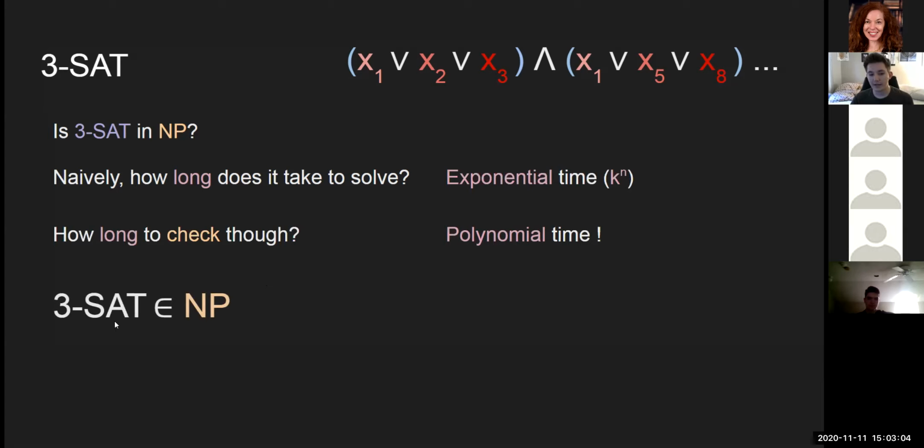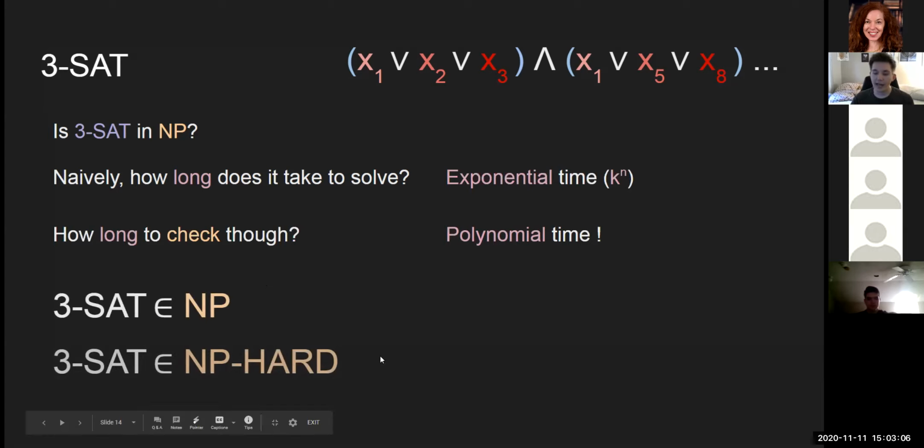And in fact, we know it's in NP, and we actually know that it is NP-hard. This is one of the first and most fundamental problems that we know is NP-hard. You can imagine it's a little bit tricky to prove that something is NP-hard. From what I've described so far, you need to prove that it is harder than every single other problem. But we can talk about that a little bit now.